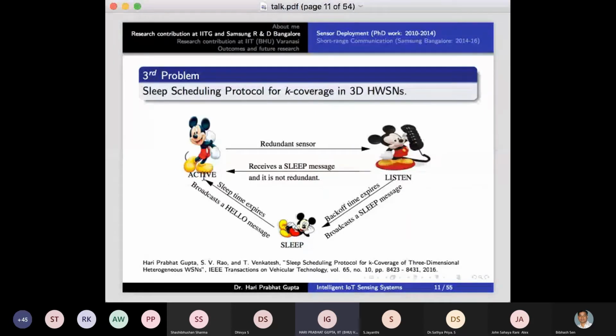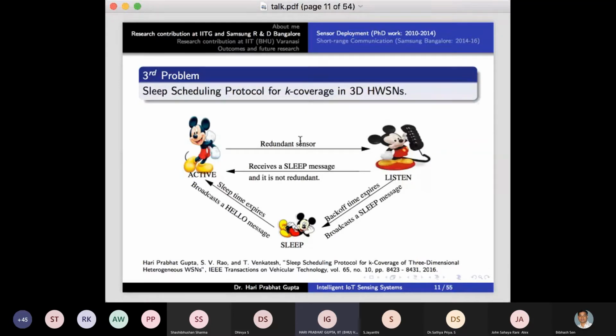So initially all sensors are active, then each sensor checks whether it is redundant or not. If yes, it is redundant, because its area is covered by other sensors, then the sensor goes into the sleeping state. After some time, the sensor once again comes into the active state, does its duties, whatever it is doing, and once again checks whether it is covered or not. This sleep scheduling protocol we published in 2016 in a Vikalpa technology paper.